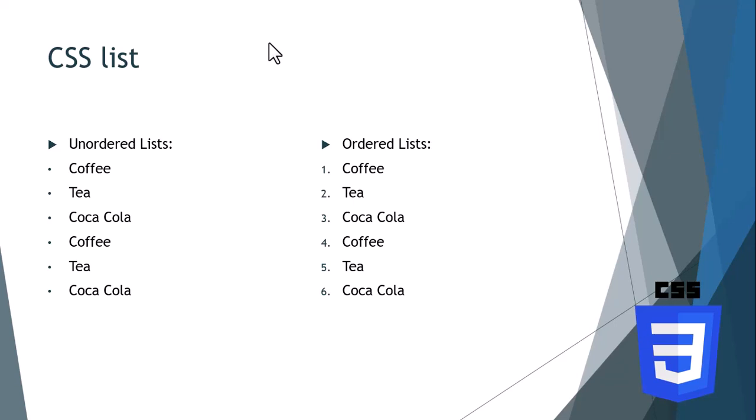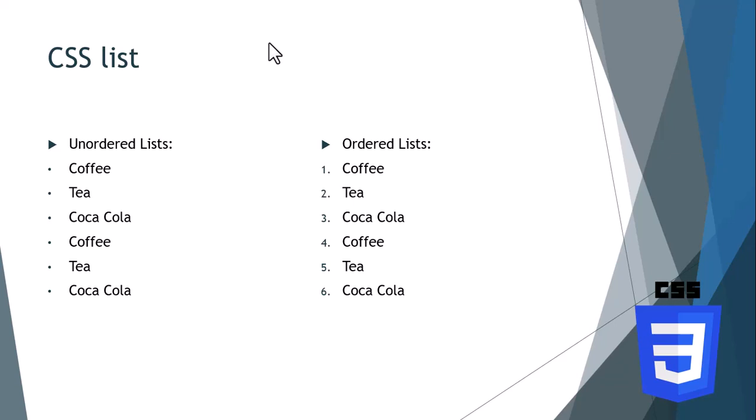All right, we have two types of lists: the ordered list and the unordered list. For an ordered list, you can see the numbers, from 1 to 6. For the unordered list, it does not have a number, but rather it has a bullet, right? So how do we style the CSS list?